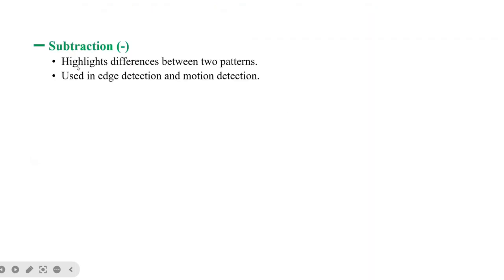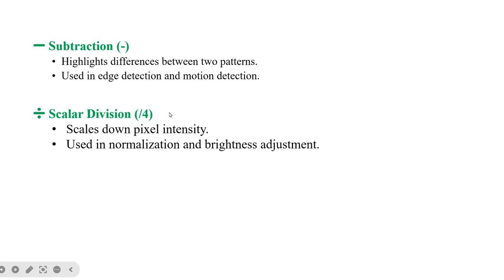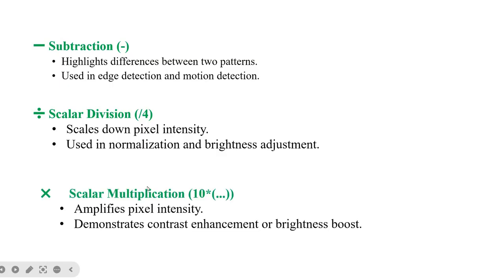Then we have subtraction, where it highlights the differences between the two patterns and it is used in edge detection and motion detection. Next comes the scalar division, that is the division by 4, which scales down the pixel intensity and it is used in normalization and brightness adjustment. Then comes the scalar multiplication, where it amplifies the pixel intensity and demonstrates contrast enhancement or brightness boost.